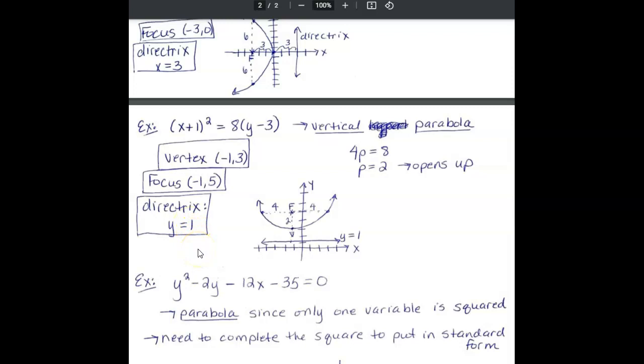I don't know if you have to sketch the directrix on the graph. I think it might just be the parabola, but they will ask for the ordered pair of the focus and the equation of the directrix.